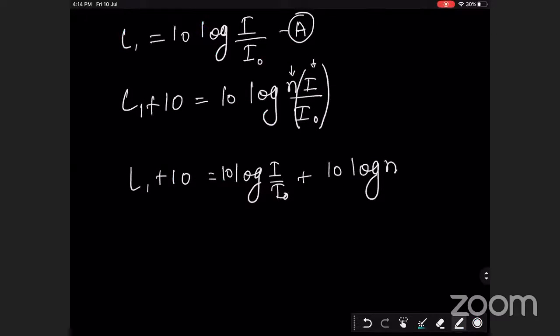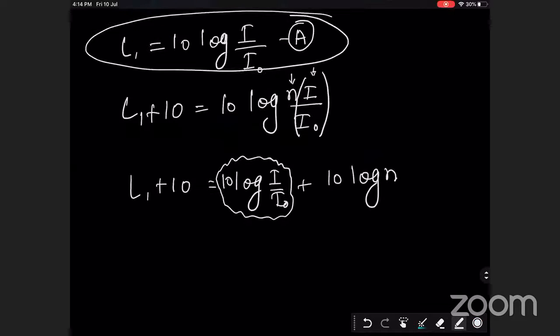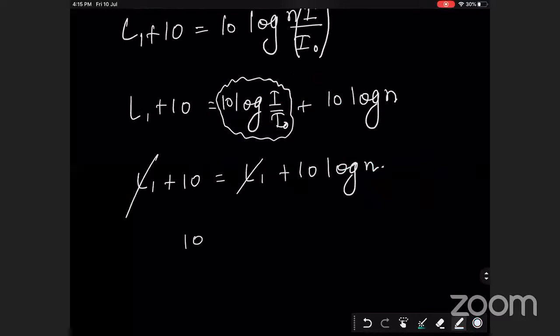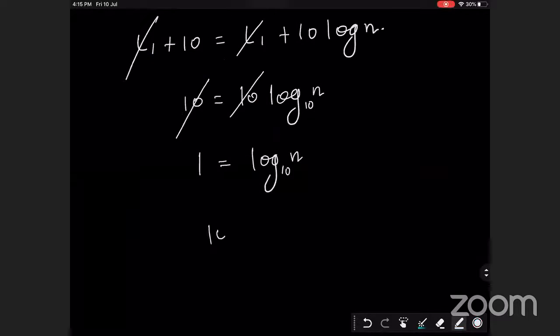Subtract. What is this? L1. L1 got cancelled. 10 is equal to 10 log base 10 n. So 10 will get cancelled, no? Yes. So you got 1 is equal to log 10 n. तो अब जो 10 उधर जाएगा तो power में आ जाएगा, right? So we got value of n as 10.